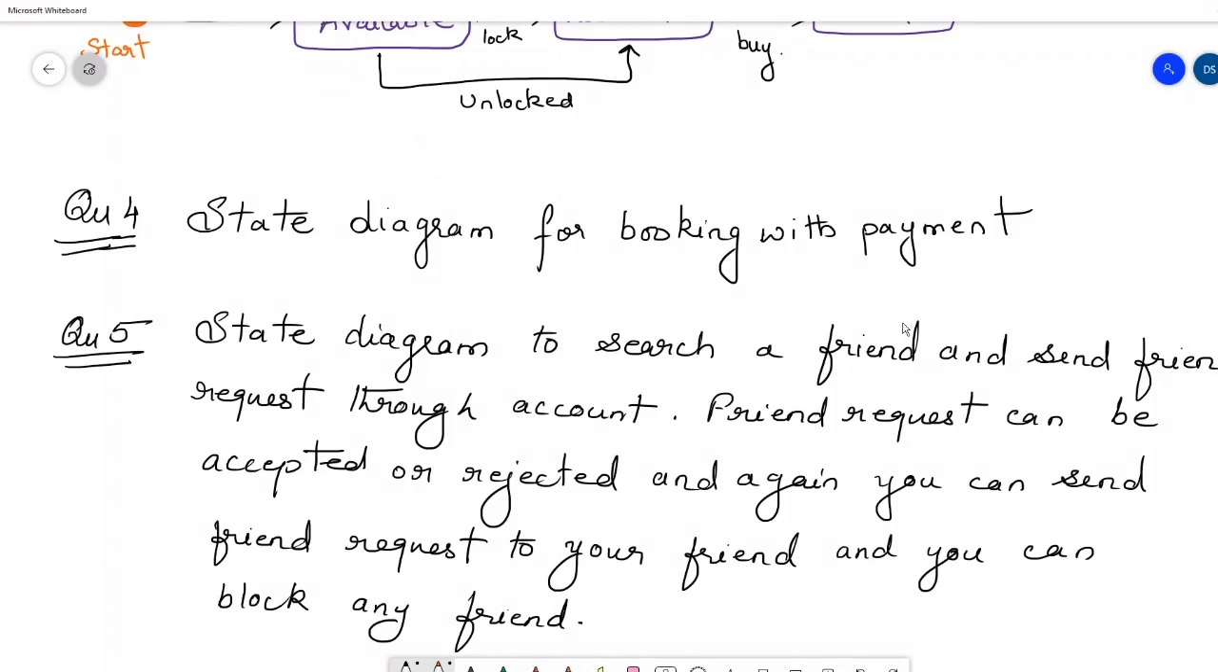And when you find the friend, you send him the request. Either the request can be accepted or rejected. Even if it is rejected, you can try to send the request again. And in your friend list, those who have already accepted your request, you can block them also. So this is the condition given to you. Just try and solve this, try to draw this one.